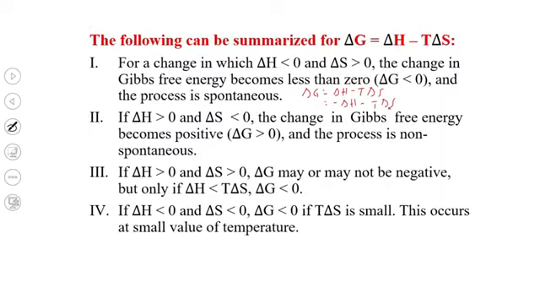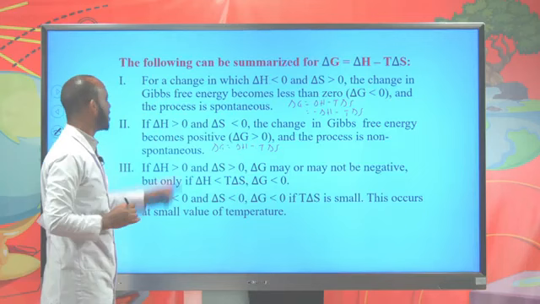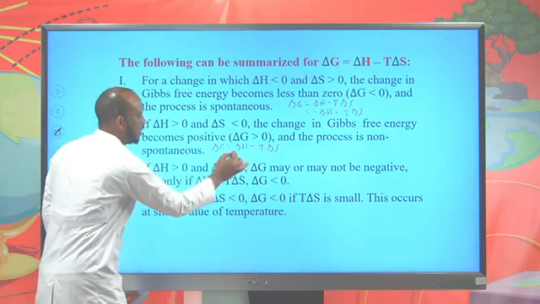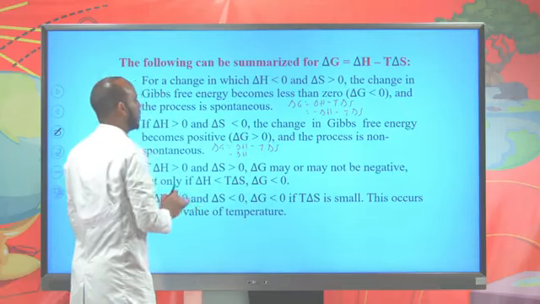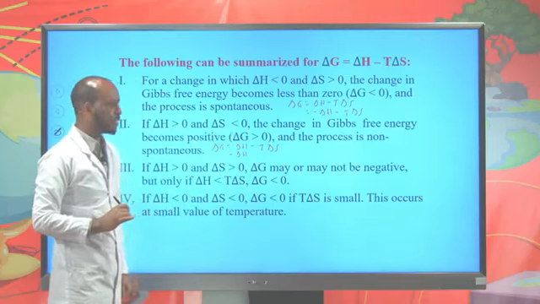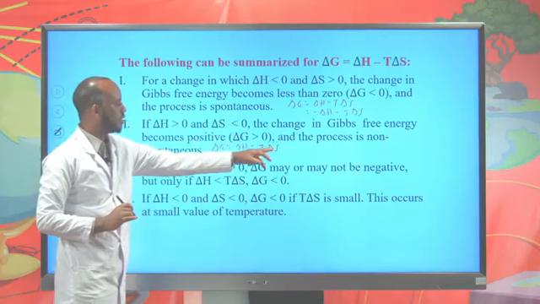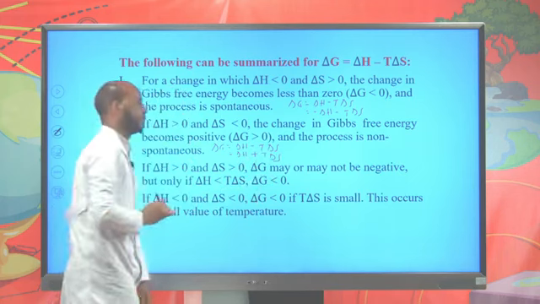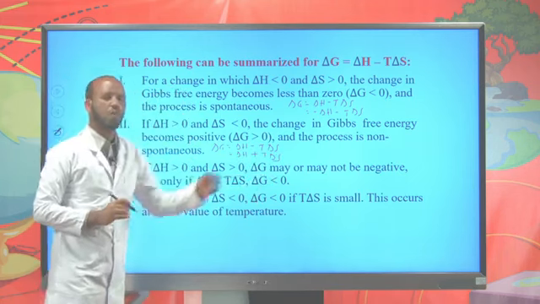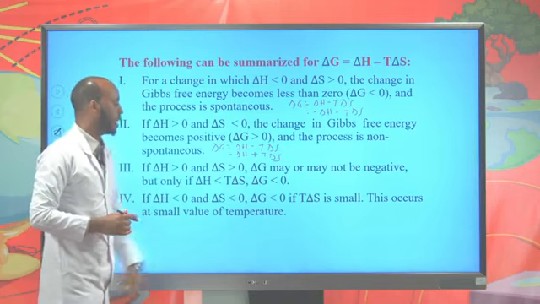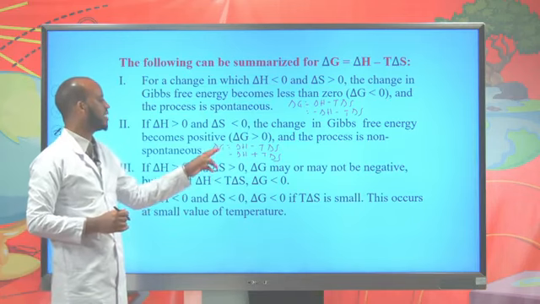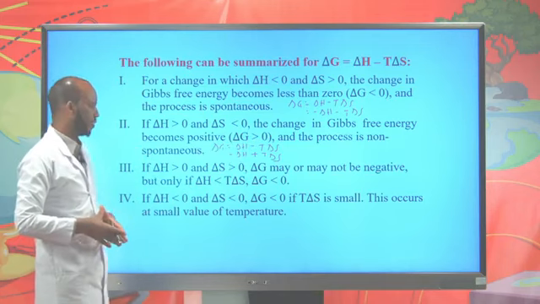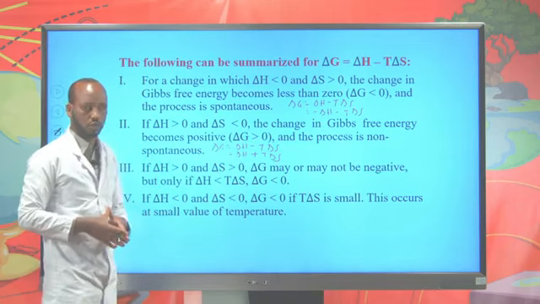2. If delta H is greater than 0, positive, and delta S is less than 0, a negative change in entropy, then in delta G equals delta H minus T times delta S, negative times negative is positive, plus T times delta S. Now this is always positive for all temperatures. Therefore, the Gibbs free energy change delta G is greater than 0 and the process is non-spontaneous.